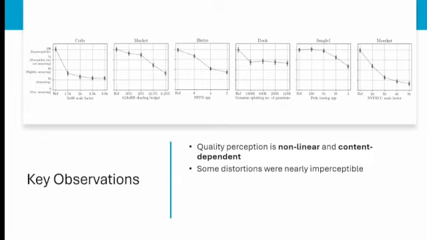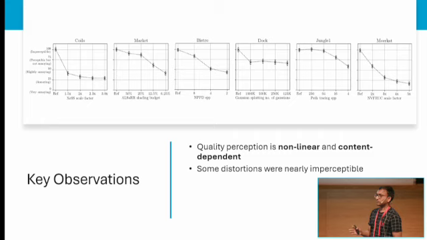Also, some of the distortions were nearly imperceptible. For example, in the path tracing of the jungle scene, for 256 SPP and 64 samples per pixel, they're almost reference quality, even though if you take the pixel difference between the two videos, you will notice there are errors, which is a super important point because this highlights that mathematical error is not the same as perceptual error, and we should be using perceptual metrics for determining quality of a video.